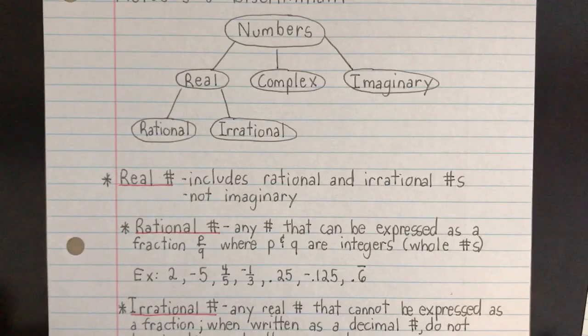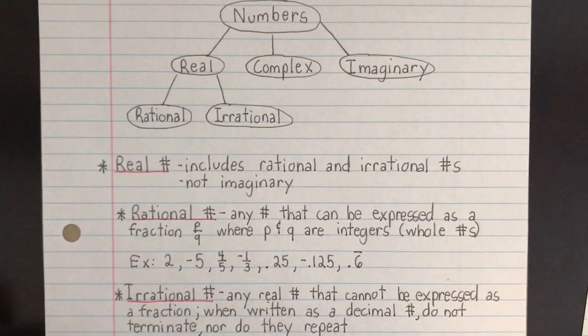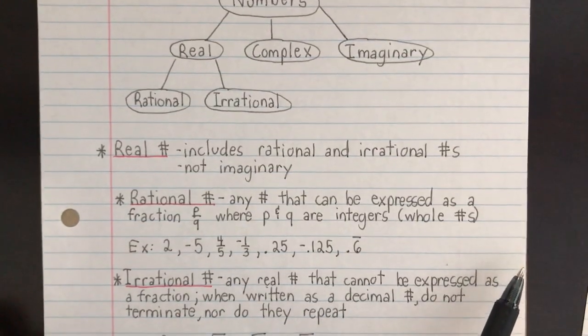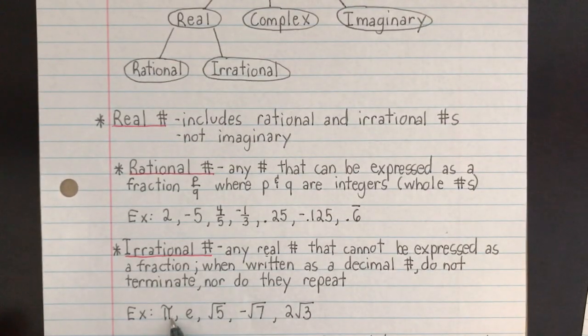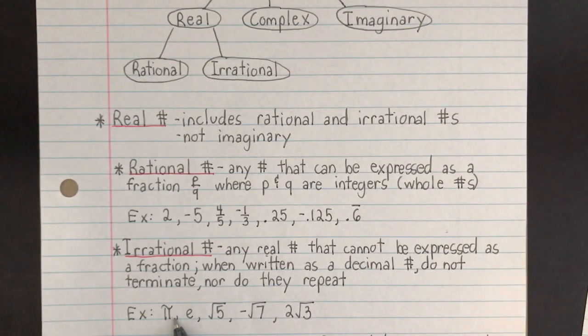An irrational number is exactly what you might think, the opposite of that. So it's any real number that cannot be expressed as a fraction. When written as a decimal, irrational numbers do not terminate, that means they don't end, nor do they repeat. So give me an example of that. Well, pi. Pi is a never-ending, never-repeating number when you write it as a decimal.